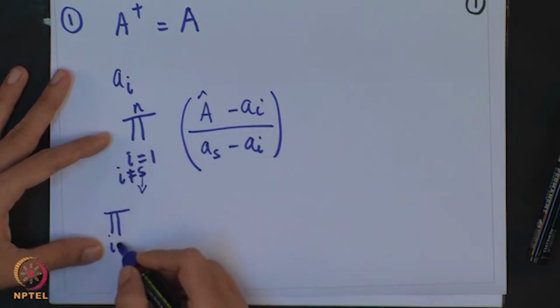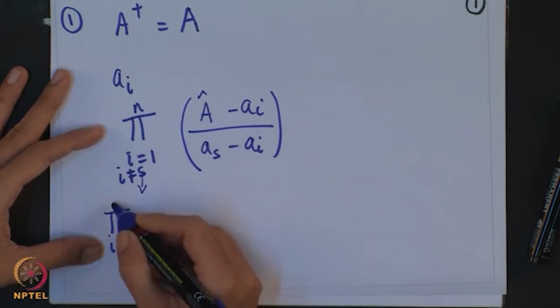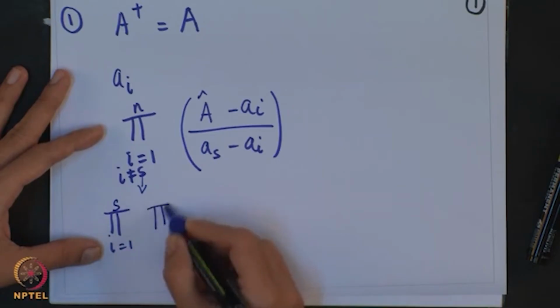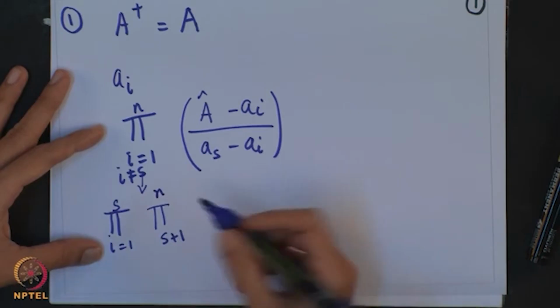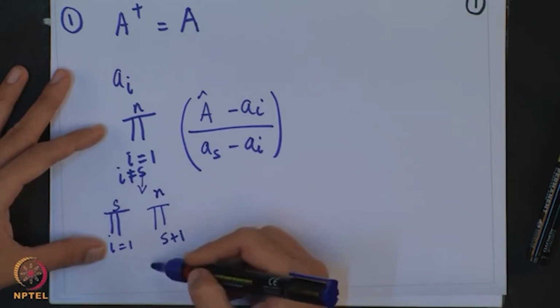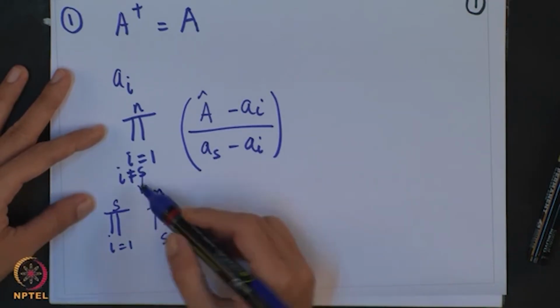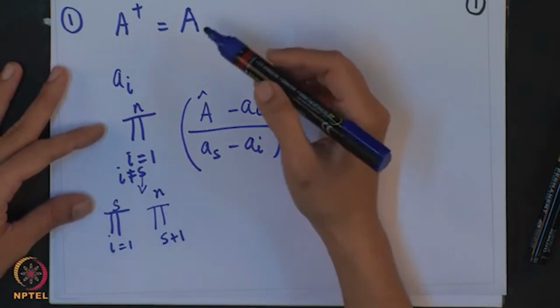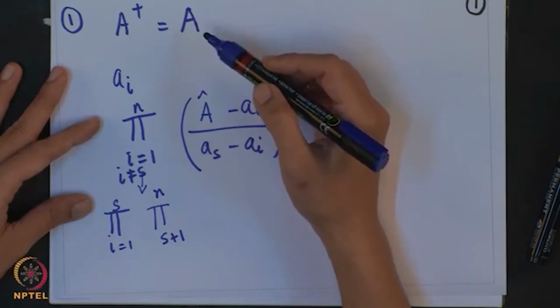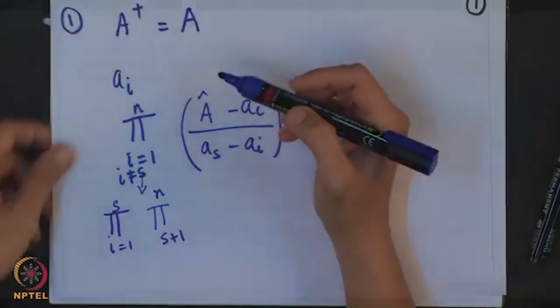In the question you have seen i is equal to 1 to s, then s plus 1 to n. Okay. So, i is not equal to s, it is between 1 and n, excluding the value of s, that is what is given to you. So, now let us write this operator.